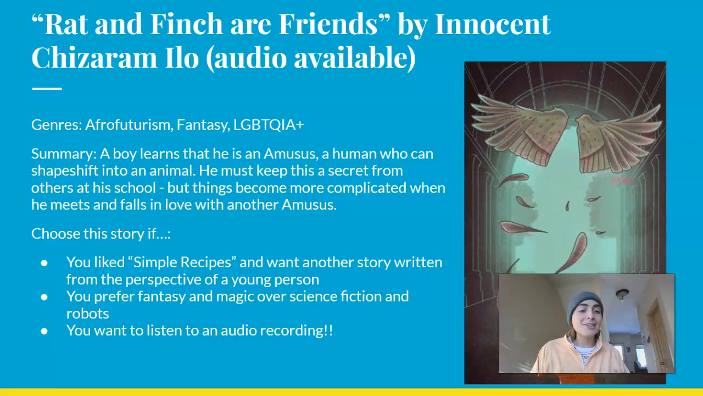It's about a boy. He learns that he's an amusis, which is a human who can shapeshift into the form of an animal. So he can actually turn into a bird. He's told that he's supposed to keep this a secret from everyone at his school, but then he falls in love with another boy who can also shapeshift into an animal.